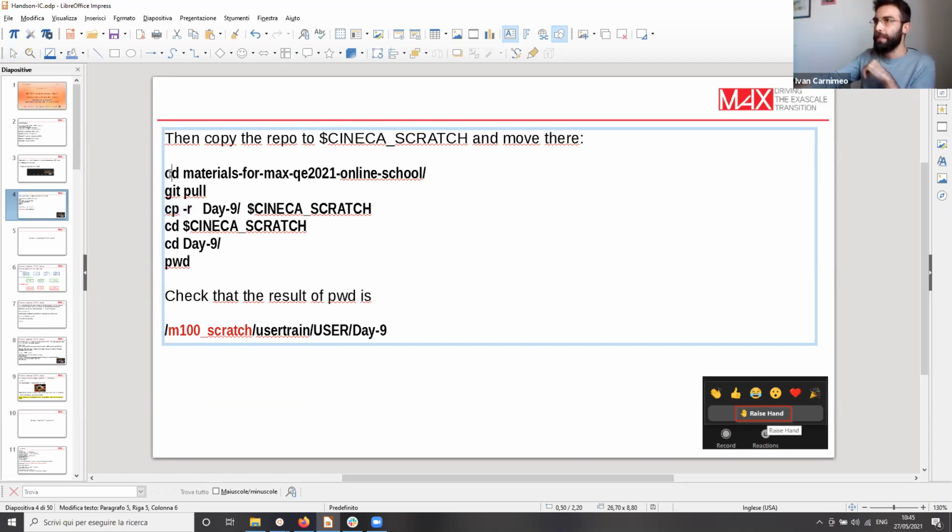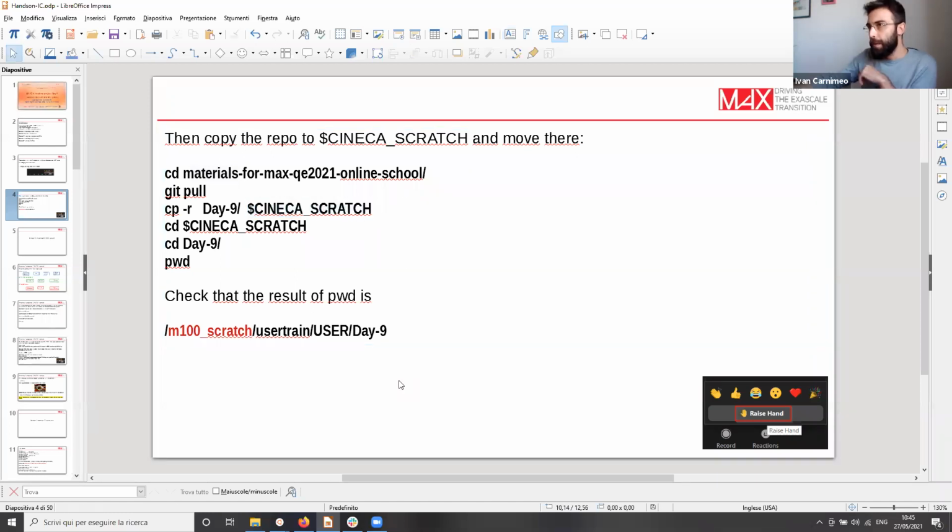Before, you did the cd, so you are inside this Material for MaX School Online School directory. We updated the directory, then we copy the day9 directory to $CINECA_SCRATCH. So we are copying the directory of day9, where our input files and job scripts are, to the Scratch directory, because the Scratch directory is the directory from where we want to work.